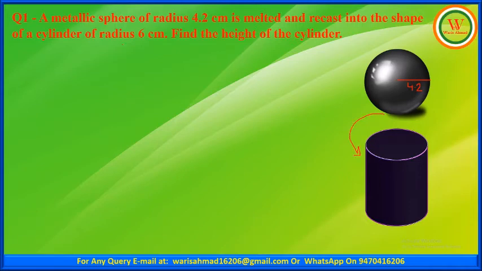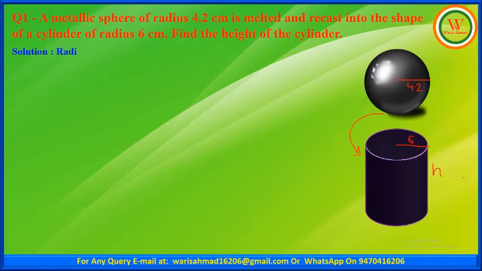Now here the radius of the cylinder is given 6 centimeter. So here we can draw the radius of this cylinder, that is given 6 centimeter. Find the height of the cylinder. We can assume let the height of cylinder is equal to h centimeter. So here let us see the solution.